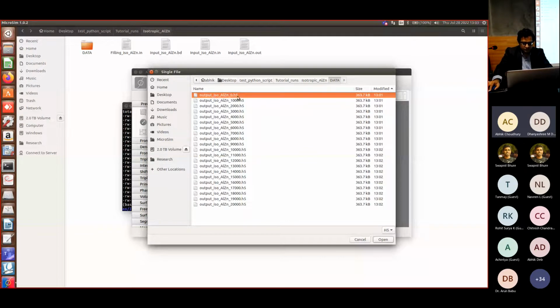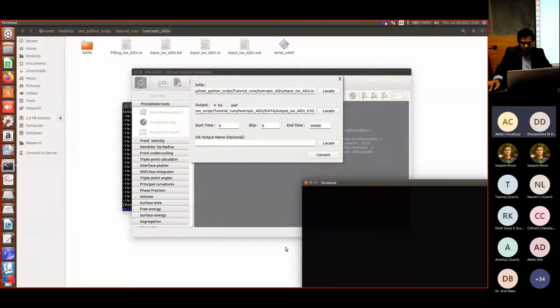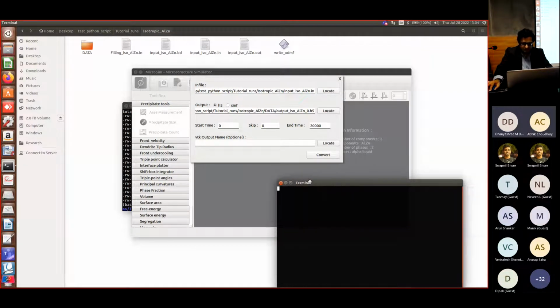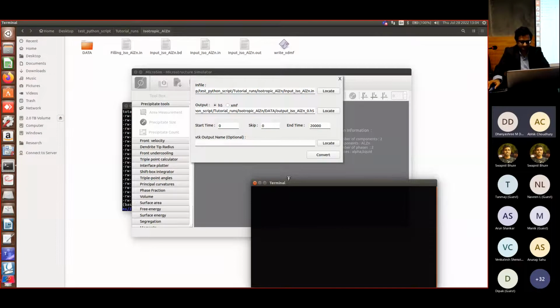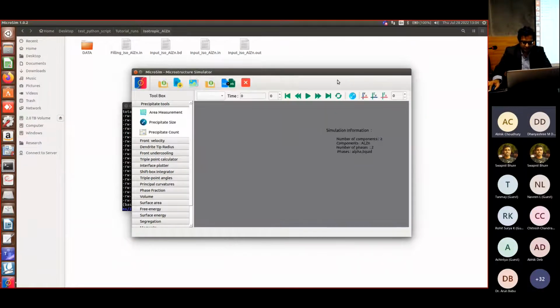So this is what you need to just choose once. It will load, and we have run from 0 to 20,000. So you can choose the files that you want to recreate, and then convert. This will open a box, convert, and essentially go back. So it converts to VTK and closes. Then you can close this.